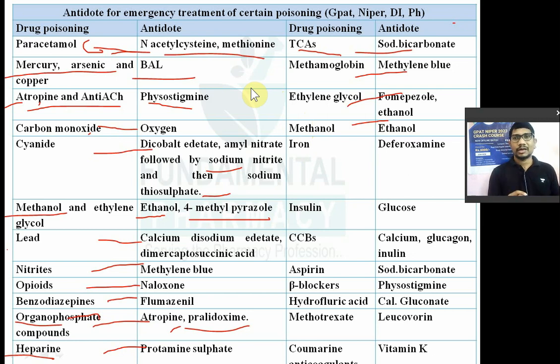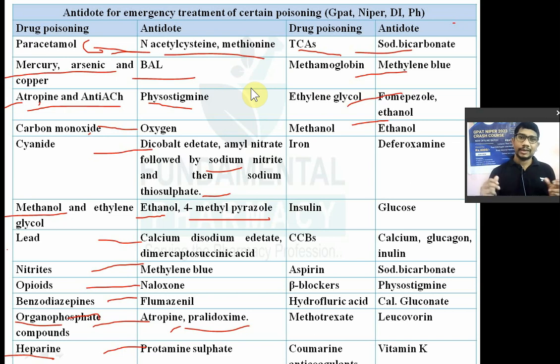Methanol is metabolized first by alcohol dehydrogenase and converted into formaldehyde, and after that metabolized by aldehyde dehydrogenase and converted into formic acid. Now ethanol is also metabolized by alcohol dehydrogenase and converted into acetaldehyde, and acetaldehyde is converted into acetic acid by aldehyde dehydrogenase, right? This is the sequence of metabolism. In methanol poisoning, formaldehyde and formic acid are formed sequentially, and that formic acid accumulates in the body and causes the severe symptoms of methanol poisoning.